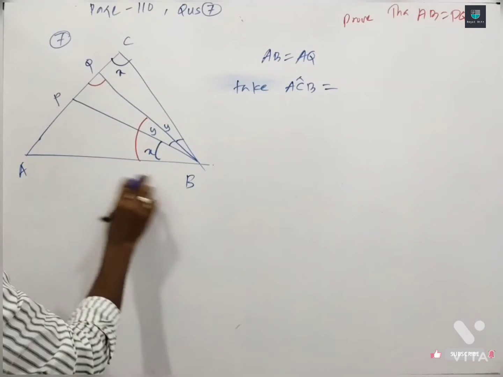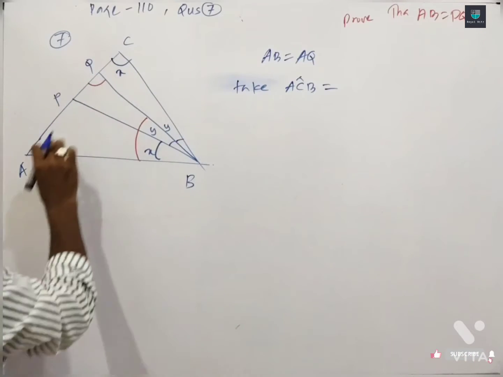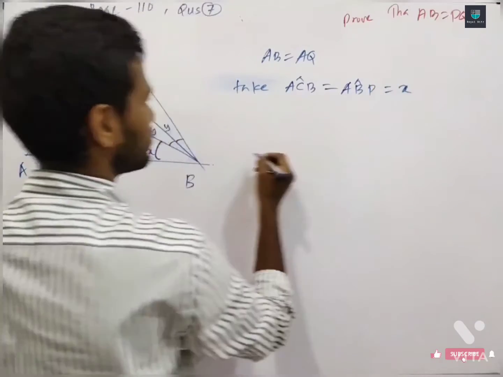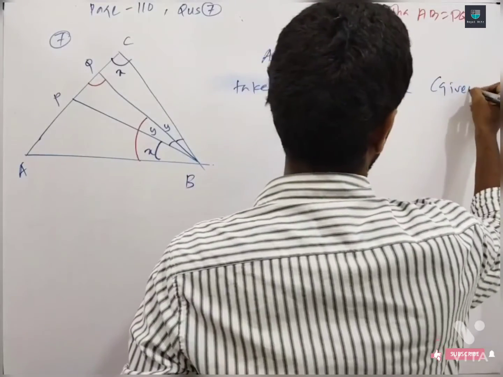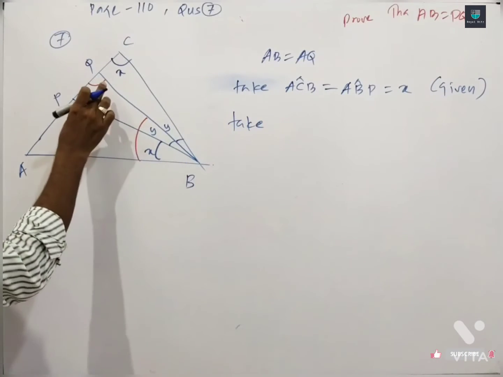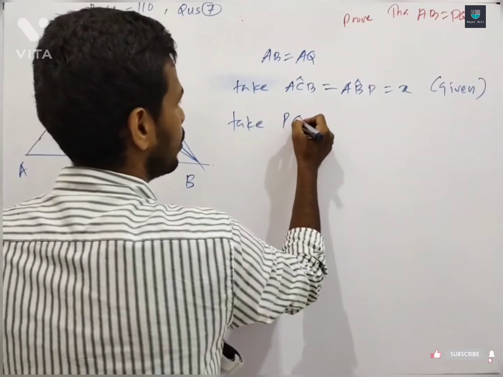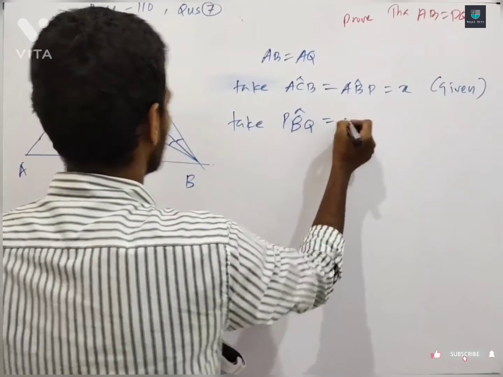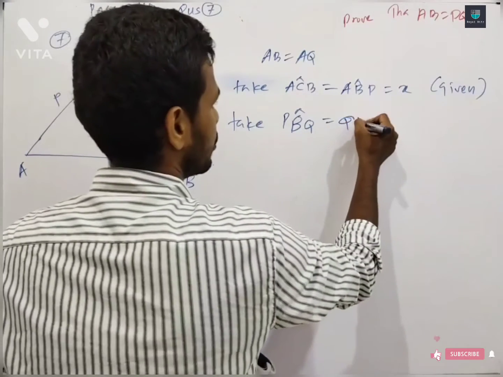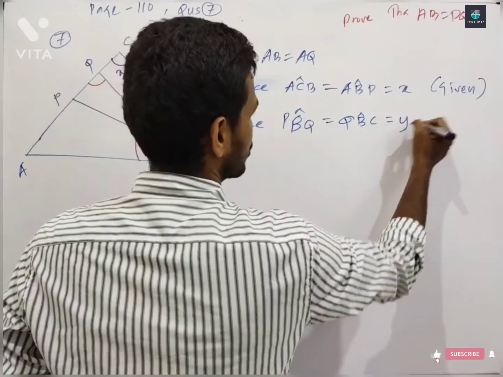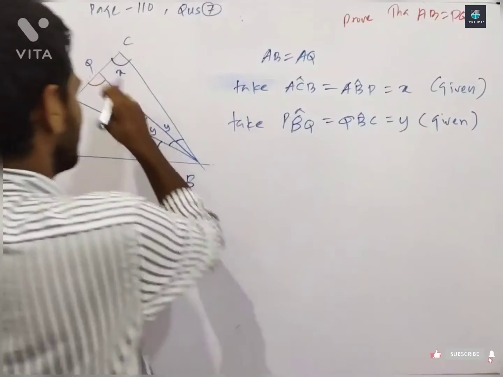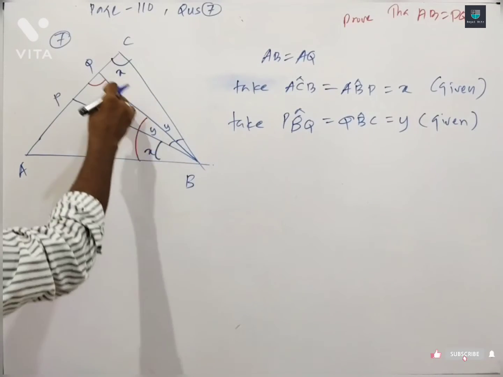Take this angle, that is ACB. So tell me, this angle is equal to ABP, that is equal to X. Okay, this is given. Again take PBQ is equal to QBC. This is also given, this is also Y. I take it as Y, this is given because of the bisector. This angle is bisected by this line. This is given.